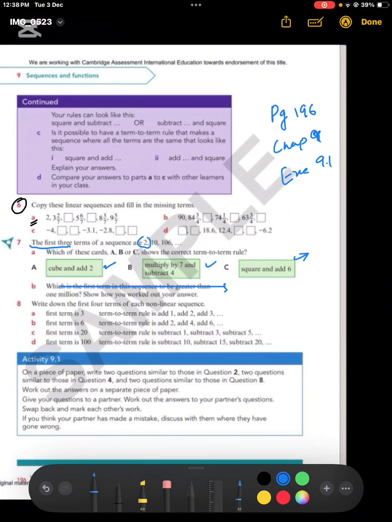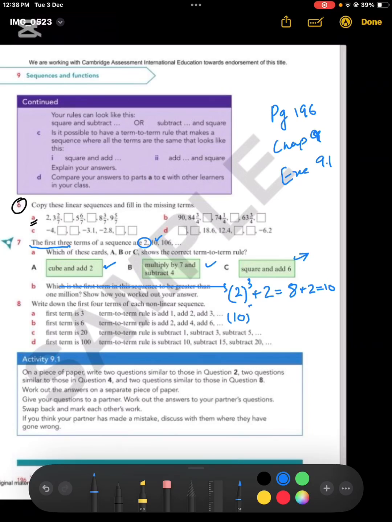So let's start with the first of the first three terms. I will take this term as a first term. I will take the cube of it and then add 2 and check whether I get 10 or not. So let's do it. First term is 2, so the cube of 2 plus 2. Cube of 2 is 8, plus 2 is 10. Got the second term.